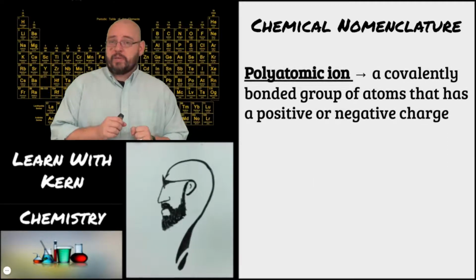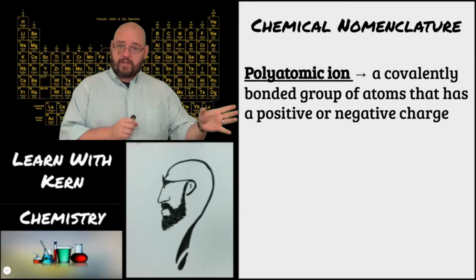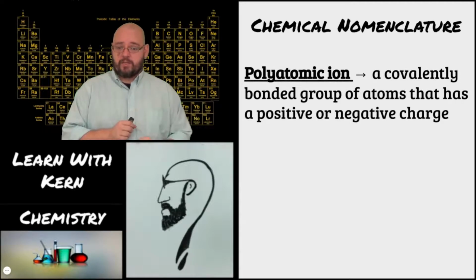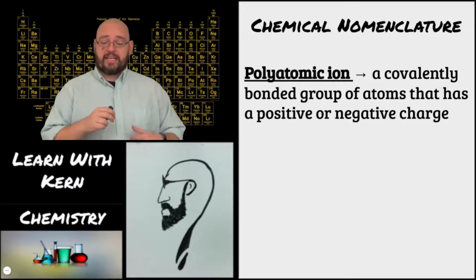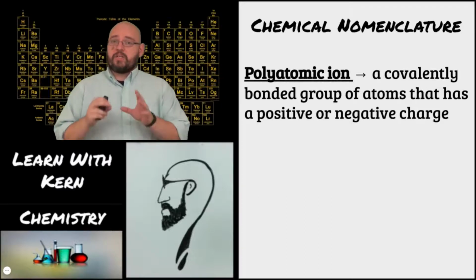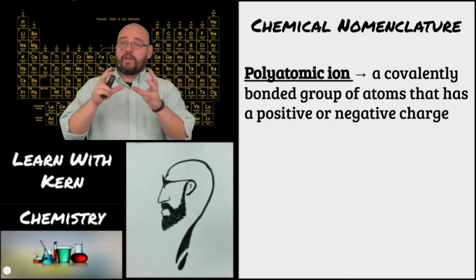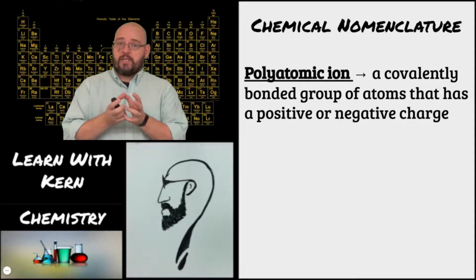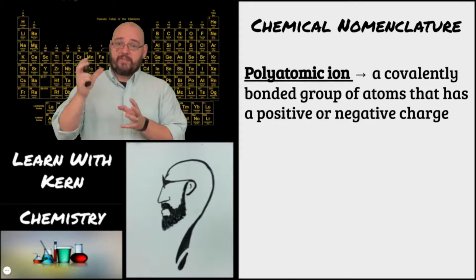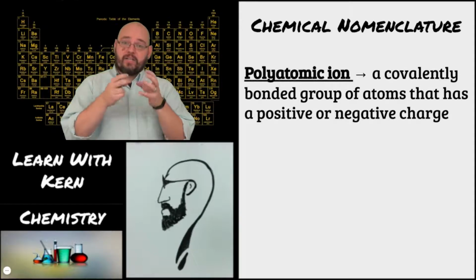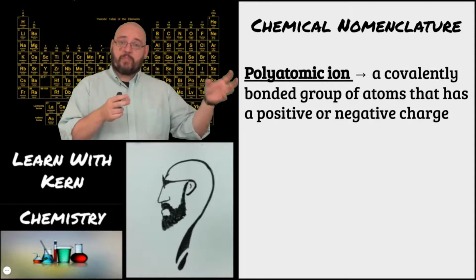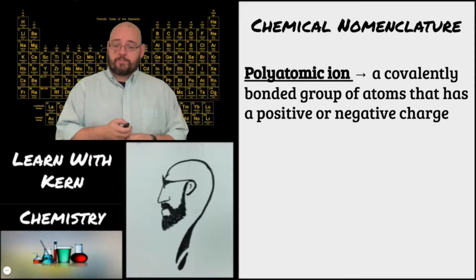Now, polyatomic ions. We've had the binary ionic compounds, and we have polyatomic ionic compounds. A polyatomic ion is a covalently bonded group of atoms that has a positive or negative charge. So don't be confused. It is a covalently bonded group of atoms, but together they all have a charge. So they are an ion. So it is an ionic thing. They form ionic bonds with metals.